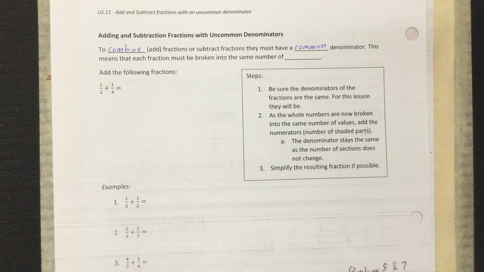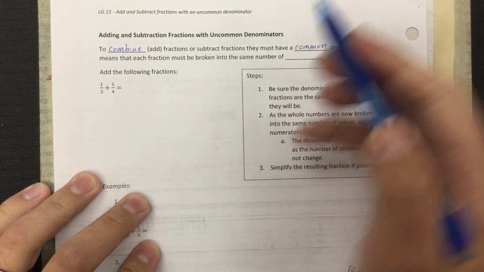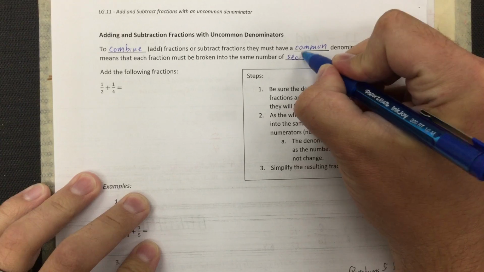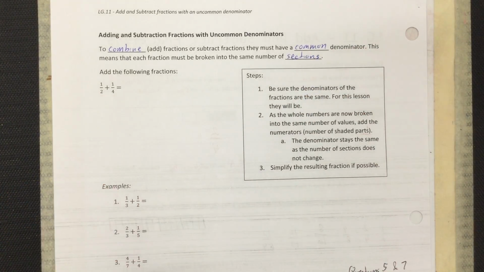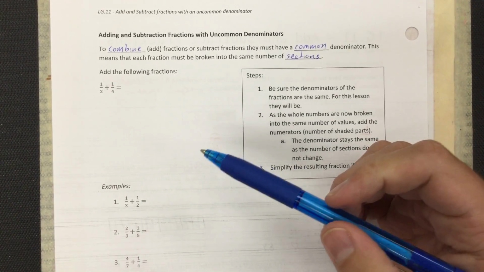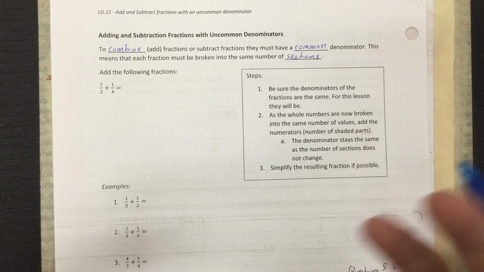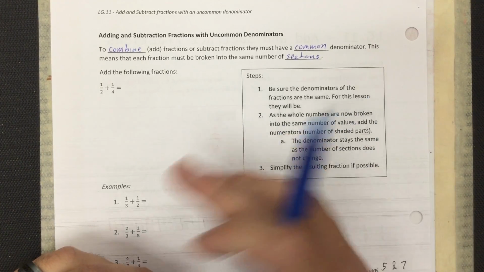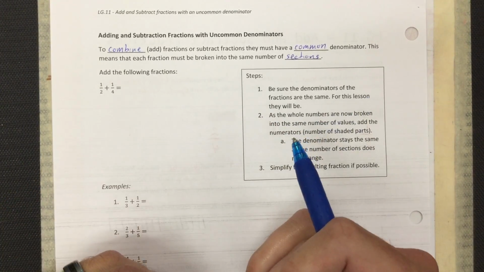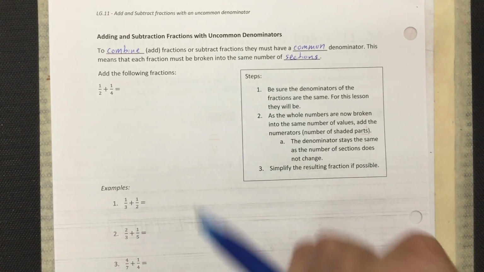It means that the bottom number needs to be the same, and this means that each fraction must be broken into the same number of sections. So it either has to be broken into 2, 4, 6, 5, 3, 10, 100, 1 million, whatever we want to consider, that number of sections. And we need that so that we can subtract or add evenly, and so we're adding the same thing, we're not adding something that's different. We're not just adding a number of pieces, we're actually adding the same types of things together.